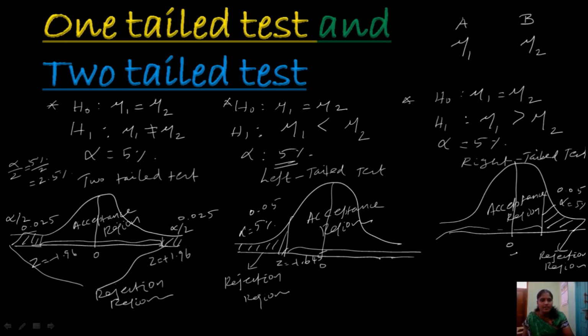And also the table value of Z at 5% level of significance for a right tailed test is Z equal to plus 1.645. So depending on where the calculated value falls, we have to accept, or otherwise we reject the null hypothesis.